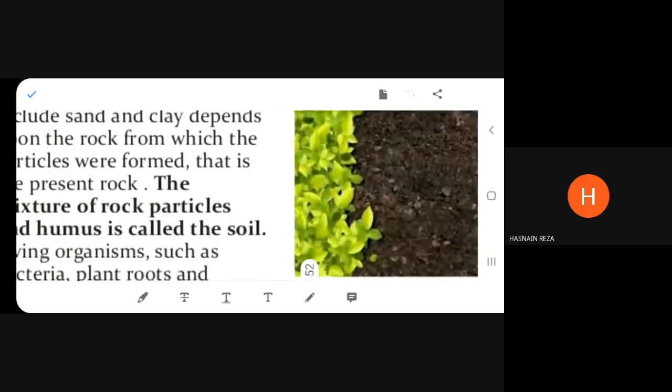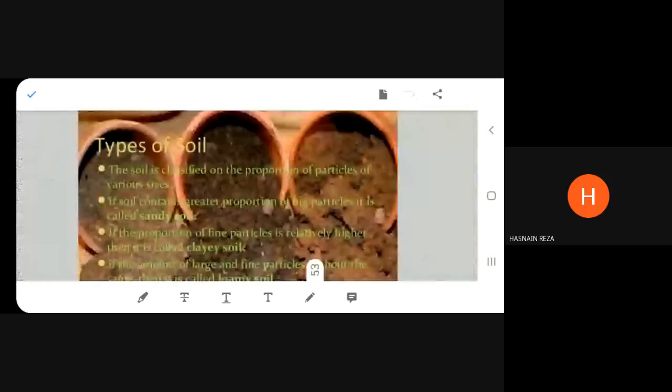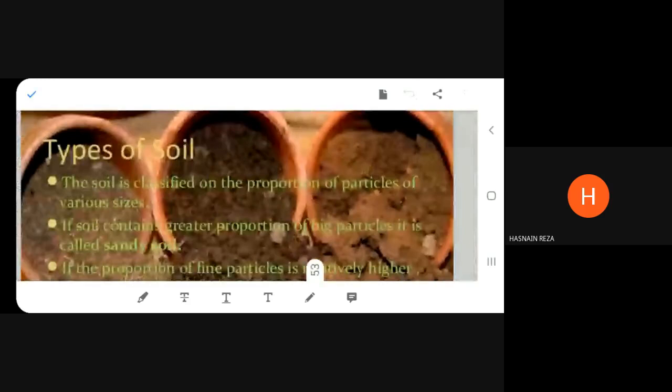Thank you. Now we come to types of soil. What are the types of soil available in nature? Please read.